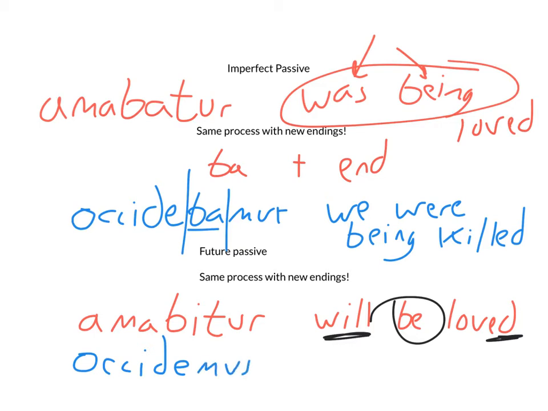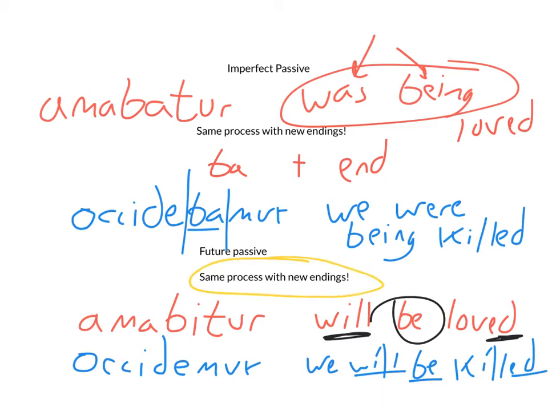But that would be active, remember, so we are going to add our amor, amoris, amor. We will be killed. Notice the "will be" and the "-ed". That's the formula for the future passive. Again, though, I can't emphasize this enough on the imperfect and future: same process, new endings. In fact, that's the same as the present tense as well.